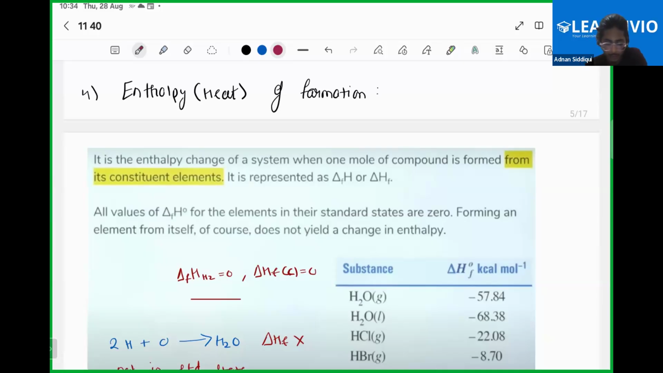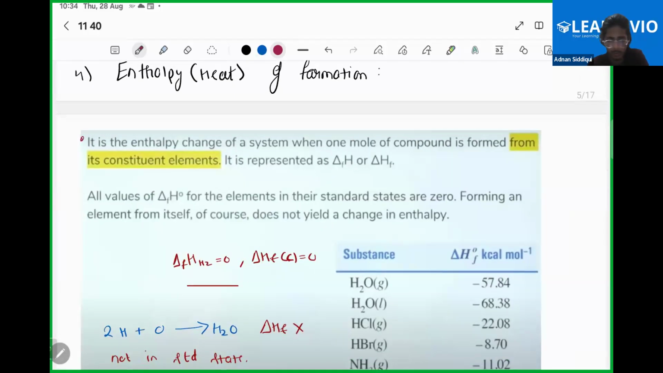So can you read this definition on your own, just for like 1 minute? What is it saying? It is the enthalpy change of a system when 1 mole of compound is formed from its constituent elements. It is represented as delta H F. So what it is saying, if you are making a compound from its constituent elements, the enthalpy change is called heat of formation.